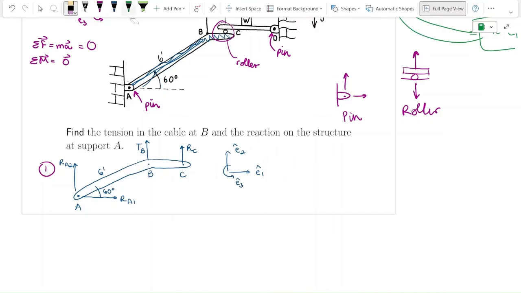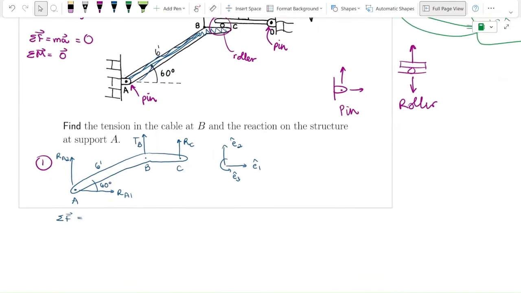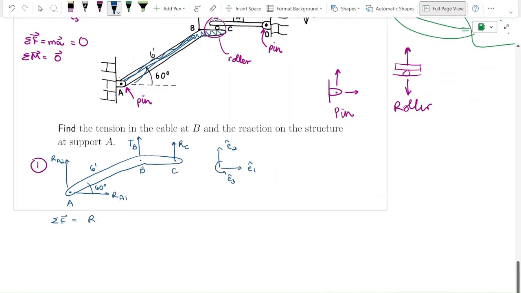Okay, that is our first free body diagram, and we can immediately write our sum of forces and sum of moments. So what is our force summation? In the E2 hat direction, we have RA2 plus TB plus RC, E2 hat. In the E1 hat direction, we have RA1 E1 hat. And this is all equal to 0, right? Because there is no acceleration, nothing is moving.